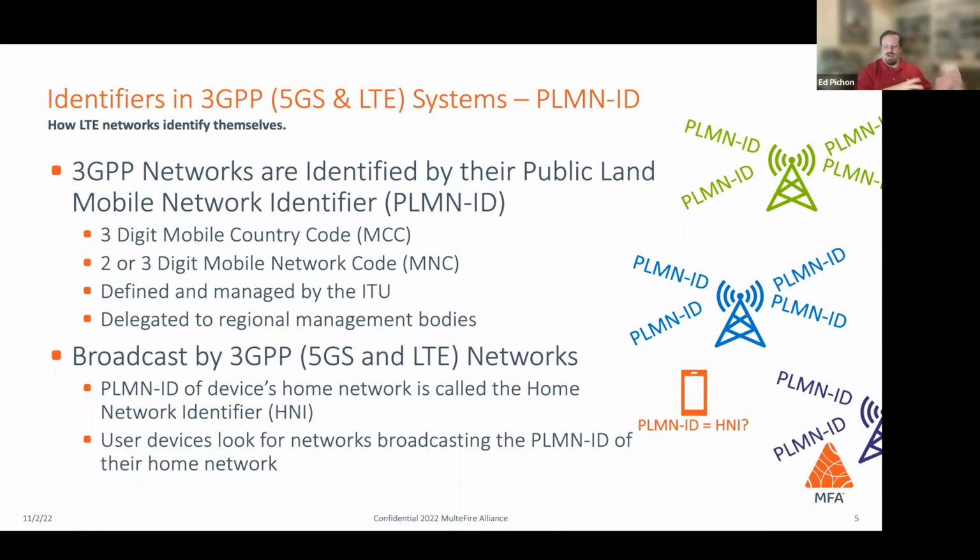And there's a bunch of other variants of this, and it's a lot more complicated than that. There's temporary PLMN IDs and home PLMN IDs and all this other stuff. But that's the basic idea, is these networks broadcast a PLMN ID that the phone looks for.